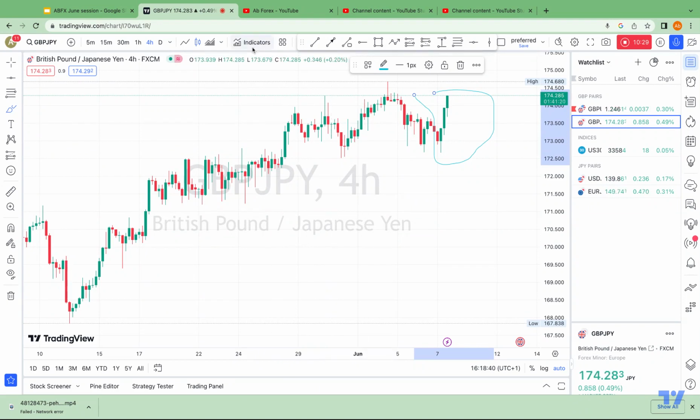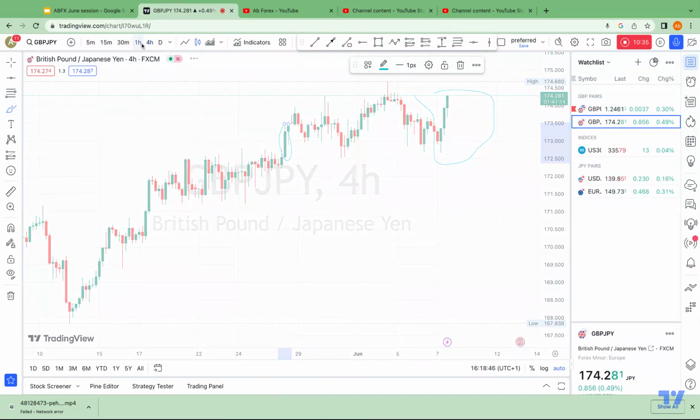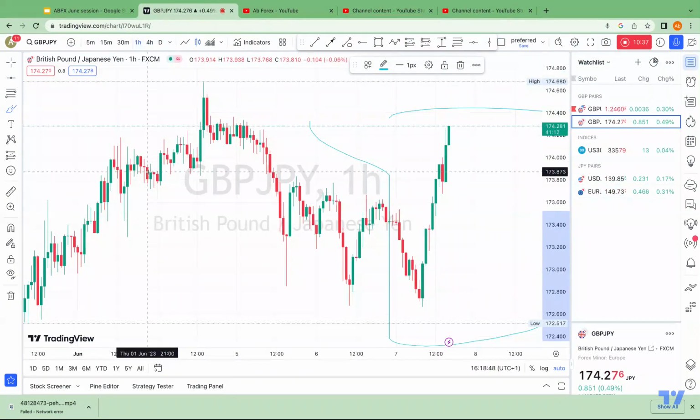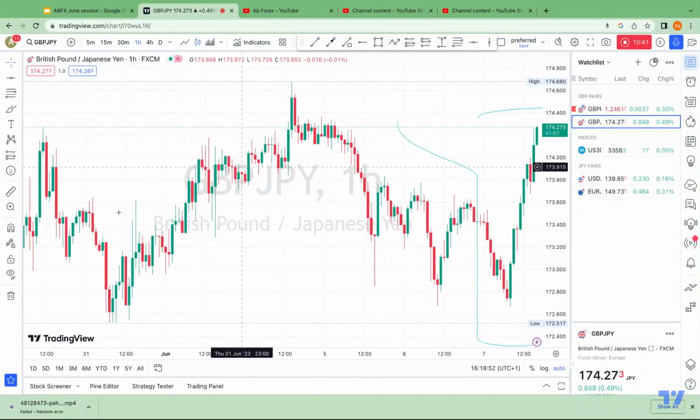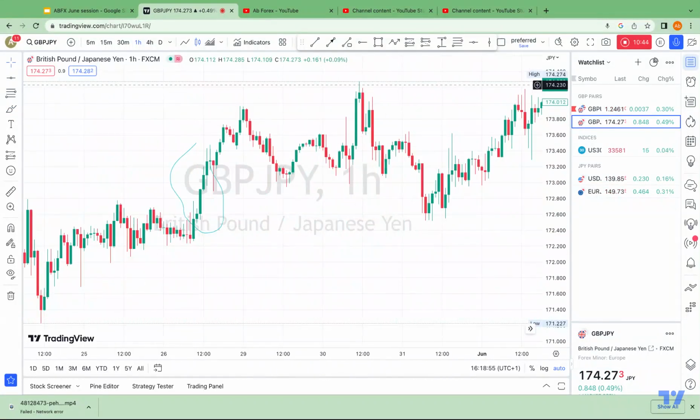So let me circle this one. If I circle this one and I go to the 1 hour time frame, you see four candles there. Let me see where it is. This is it. You see how many candles? One, two, three, four. Right? I have 4 candles there.